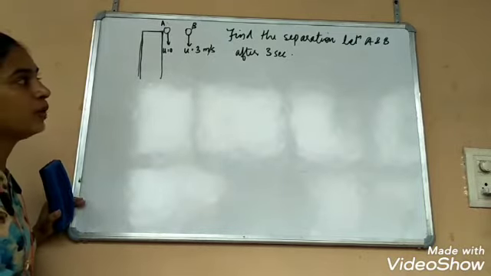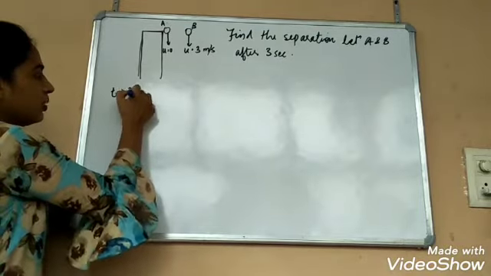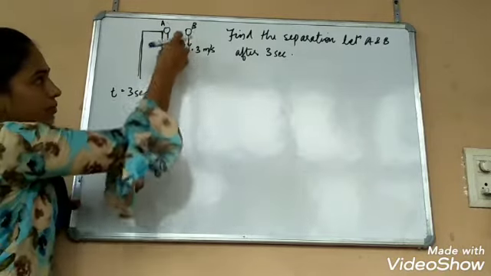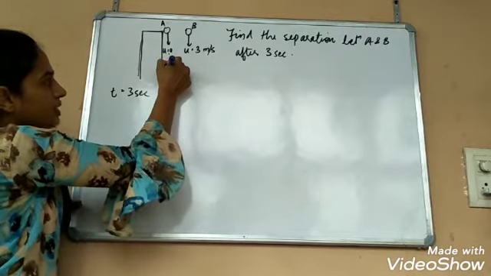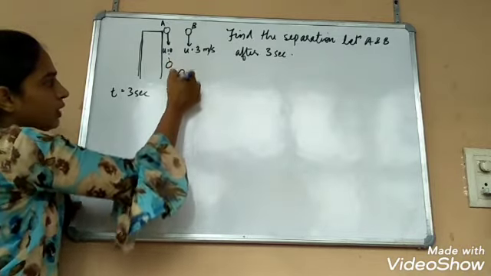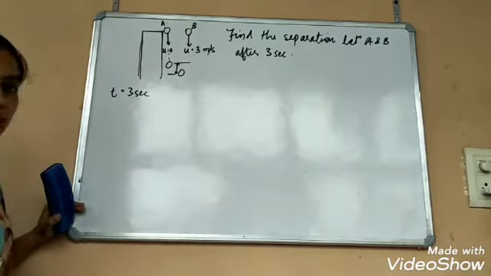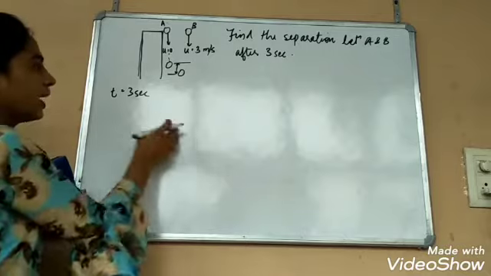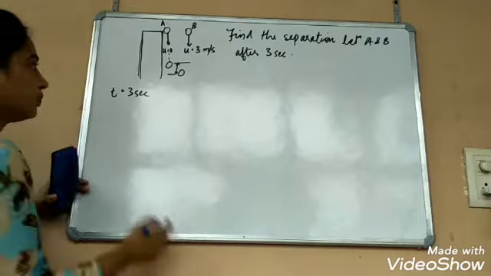Find the separation between A and B after 3 seconds. That means if time is equal to 3 seconds, then in 3 seconds A will cover a certain distance, B will cover a certain distance. Let us say after 3 seconds A comes here and B comes over here. So what is the separation? This separation between A and B you have to find after 3 seconds. There can be the conventional method and the relative velocity method, both I will show.